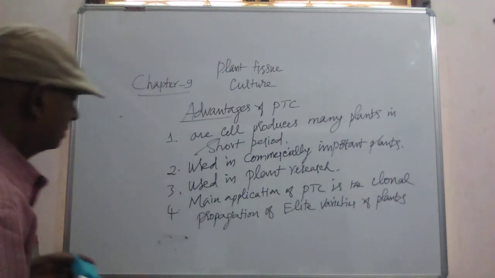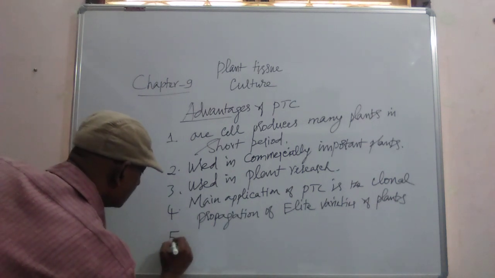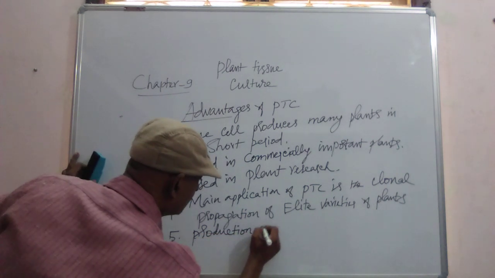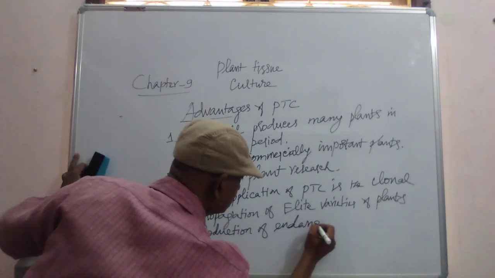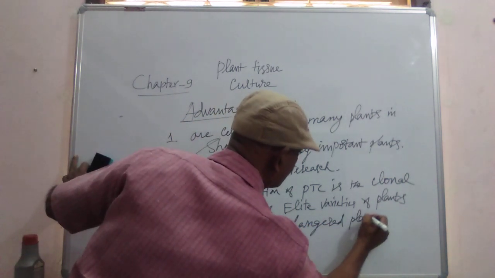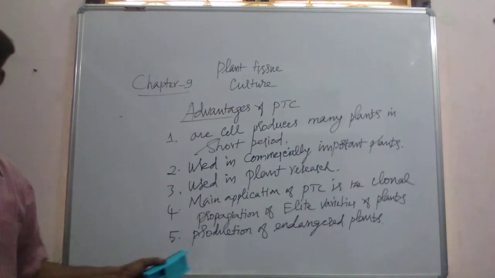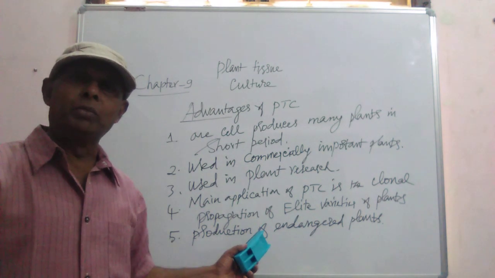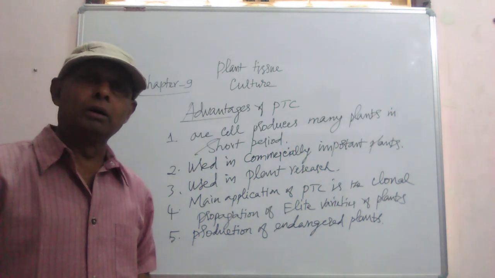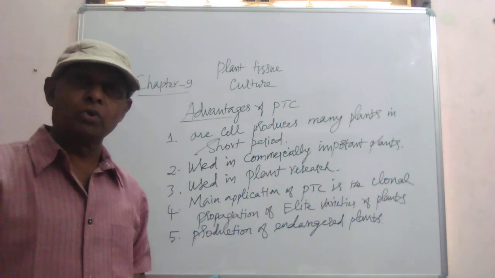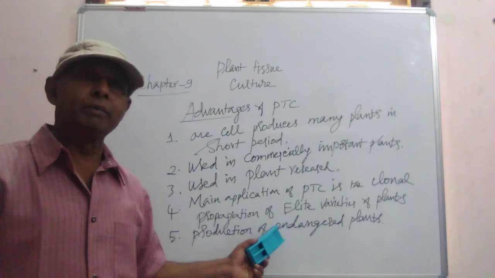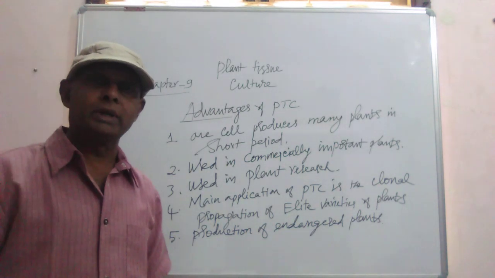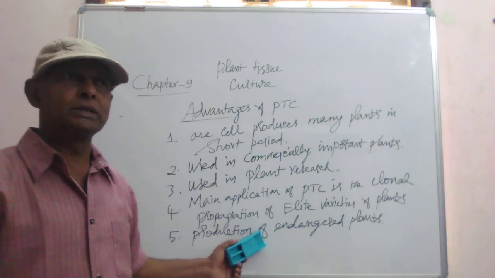Fifth one is production of endangered plants. Endangered plants are very rare plants. Once upon a time, the endangered plants were abundant on the earth's surface, but during the course of time, due to environmental calamities, the plants became extinct. Such plants can be regenerated once again by this method. So more number of endangered plants will be produced.